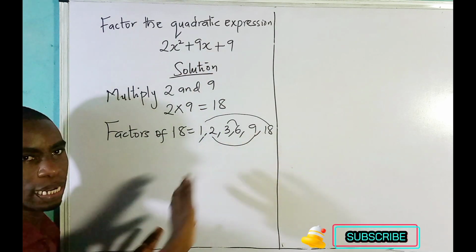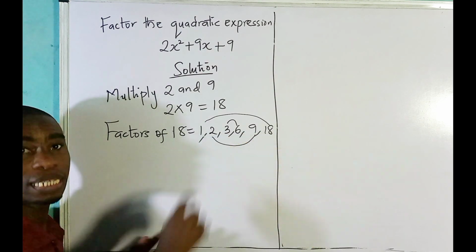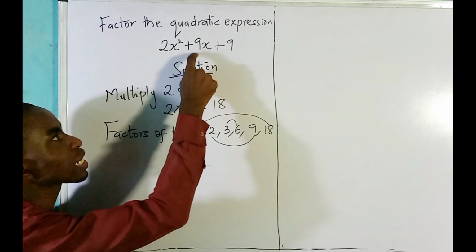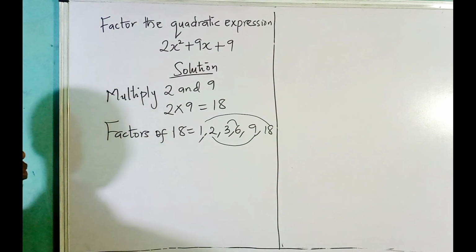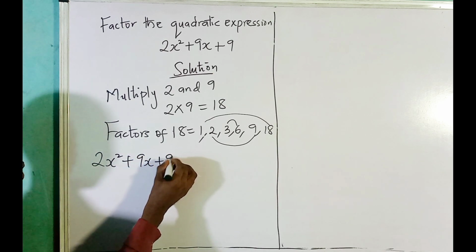1 plus 18 is 19. 2 plus 9 is 11. 3 plus 6 is what? It's 9, which can replace 9 here. I hope you understand. So coming back to my equation, I have my expression 2x squared plus 9x plus 9.